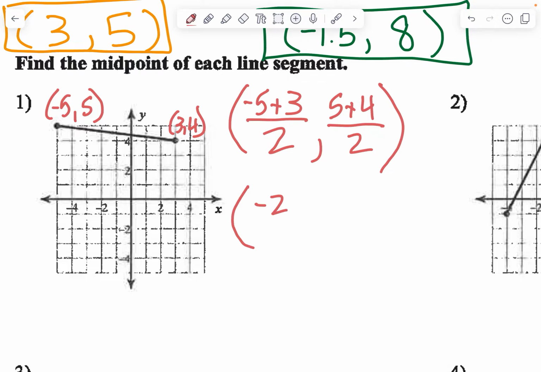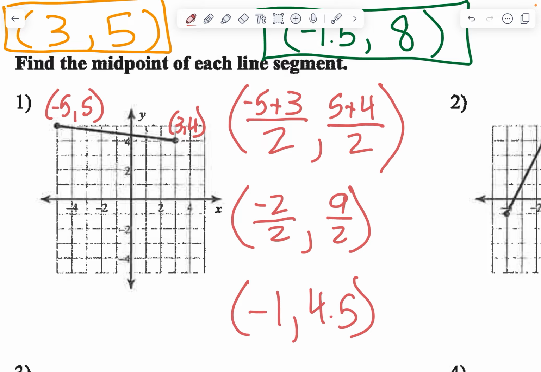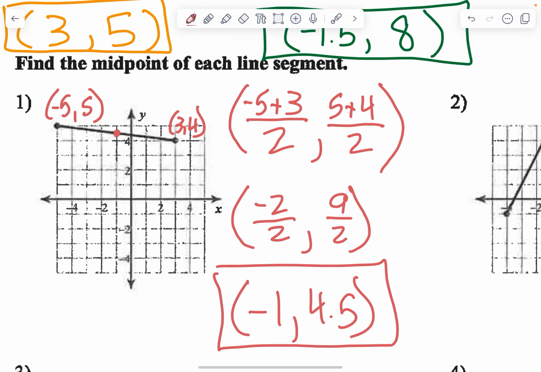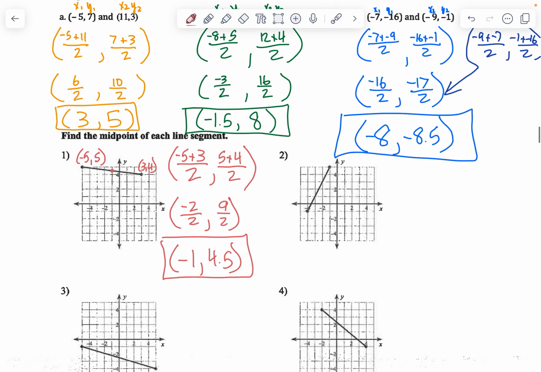And the nice part about these, negative 2 divided by 2, 9 divided by 2, that gives us negative 1, and then this one gives us about 4.5. The nice part about when you have the picture is that, guys, I can kind of test this, right? If I go to the point negative 1 and then 4.5, does that look like it's about in the middle of my segment? Yeah, I'll know if I screwed something up because I'll go to plot it and it's either not on my line or it's not in the middle. So kind of nice when it comes to those problems. You can always run a quick check.